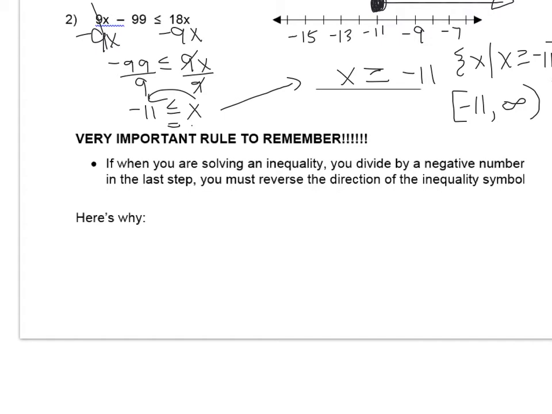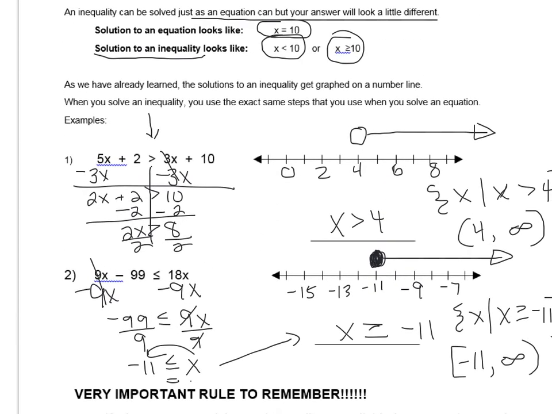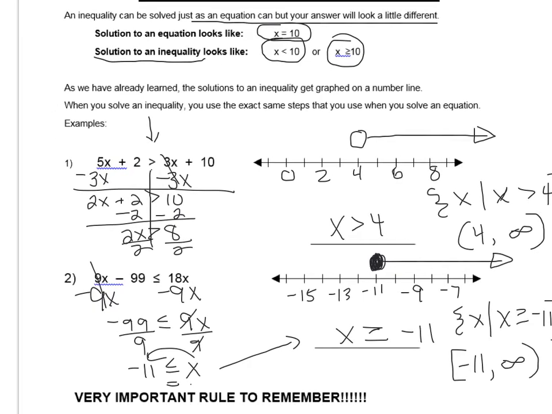The rule says if when you are solving an inequality, you divide by a negative number in the last step, you must reverse the direction of the inequality symbol. And no one's going to remind you of that. When you get to the last step, like we did here, we divided by a positive 2. So we didn't need to reverse the inequality symbol.